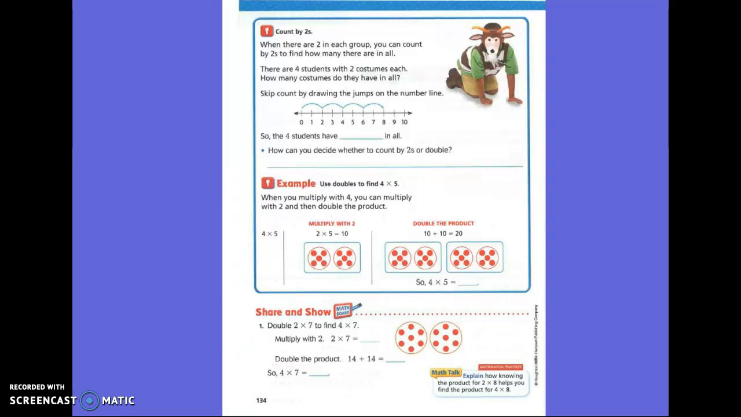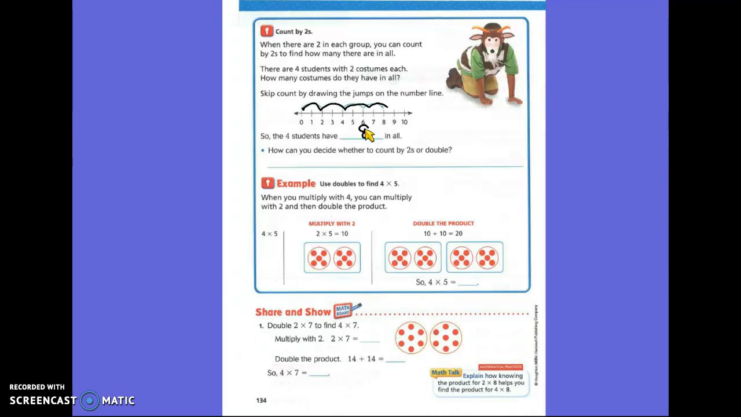You can skip count on the number line to find this answer. So if there are 4 students, you're going to have 4 jumps, and each student has 2 costumes, so you're going to jump 2 each time, and you can see that 4 times 2 equals 8. Because 4 twos is 8.